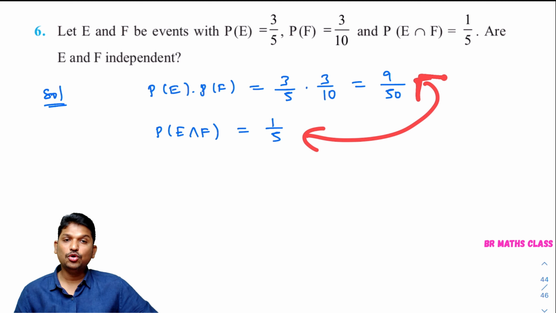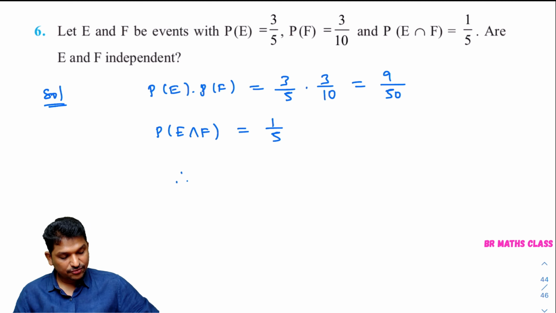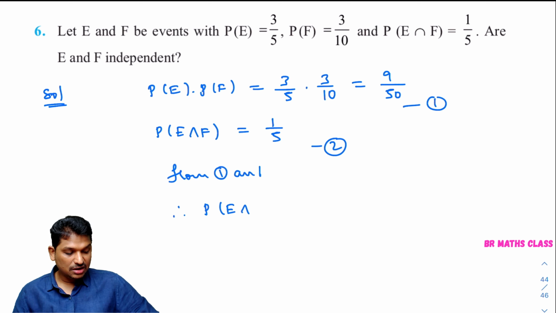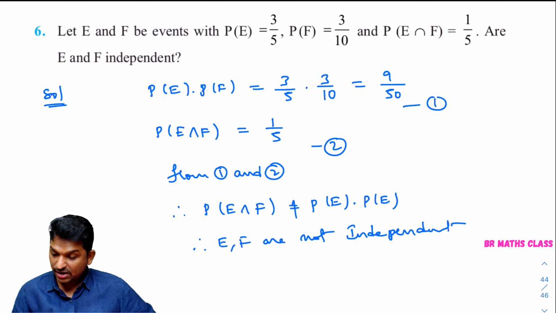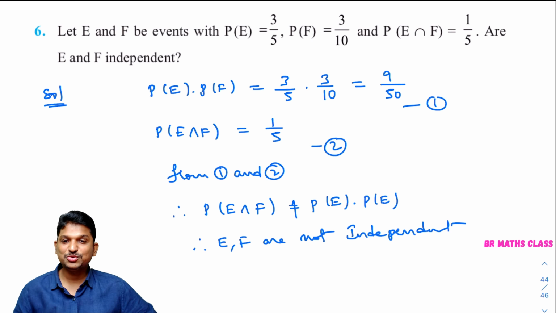You see, are these two equal? No, they are not equal. So what you can say here, you write this as 1 and this as 2. Therefore, from 1 and 2, probability of E intersection F is not equal to probability of E into probability of F. Therefore, the events E, F are not independent. Okay, so sixth question, the events are not independent. Yes, just taking the textbook answer.